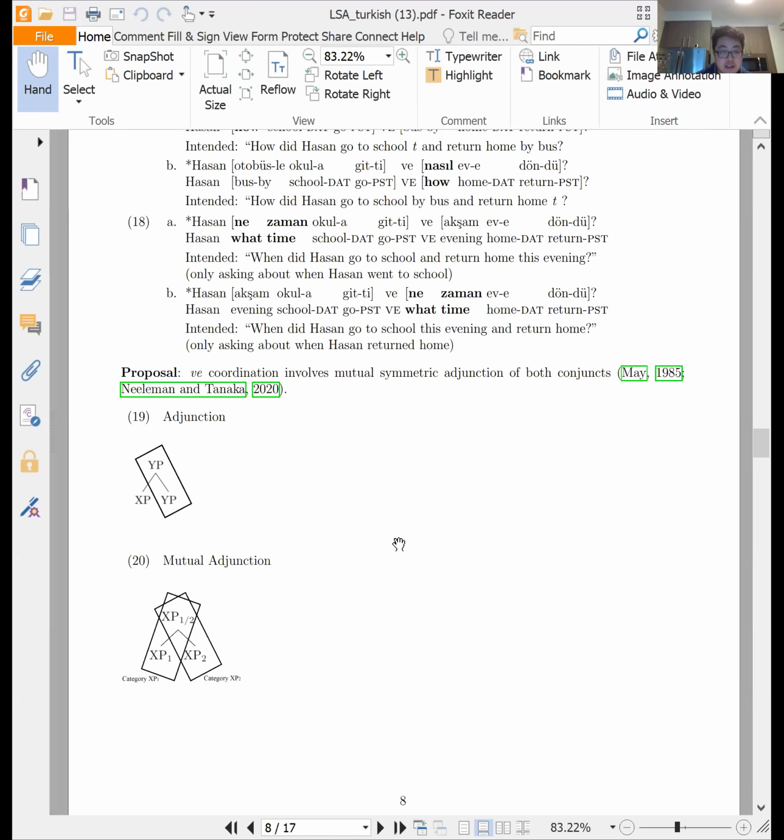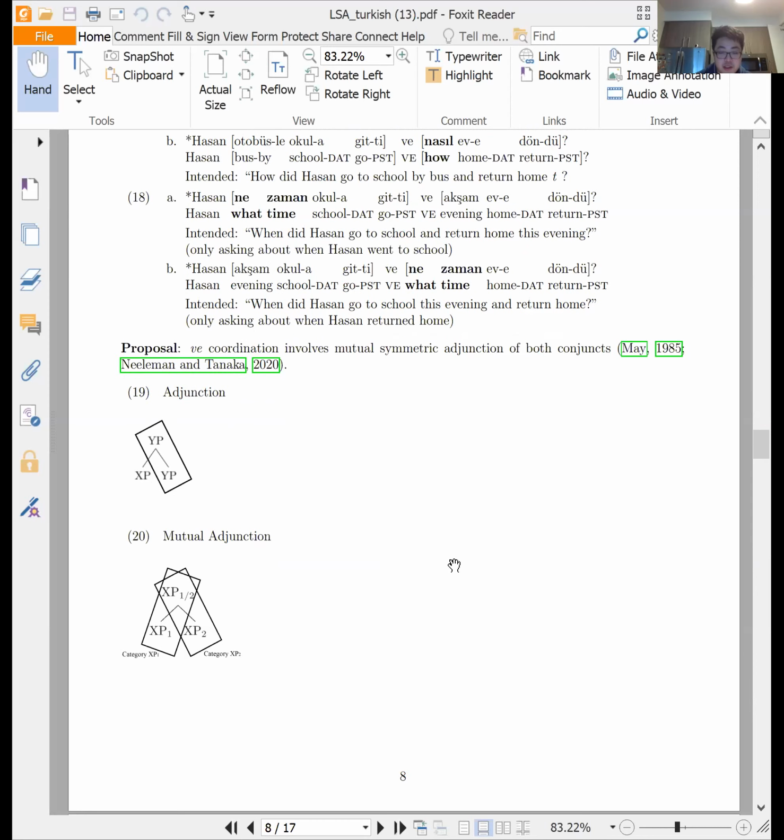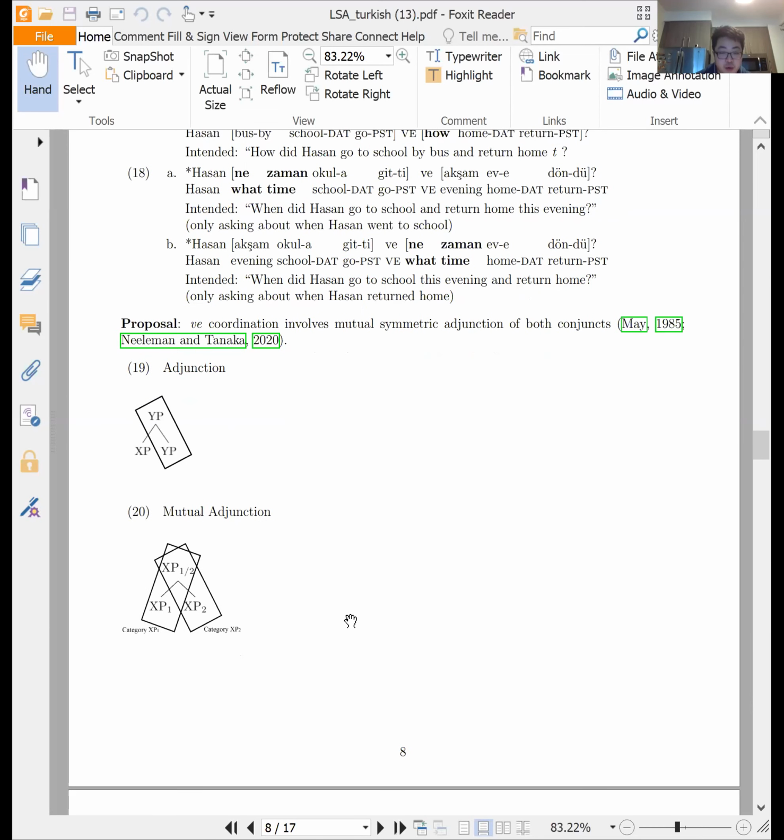Extending that to mutual adjunction, what do we mean by mutual adjunction? In this case, we see XP1 and XP2 adjoin to each other. So both XP1 and XP2 are adjuncts, and both are adjoined-to categories. In a sense, they both project. And the resulting node is a segment shared by both XP1's category and XP2's category. The categories are marked by the boxes here.